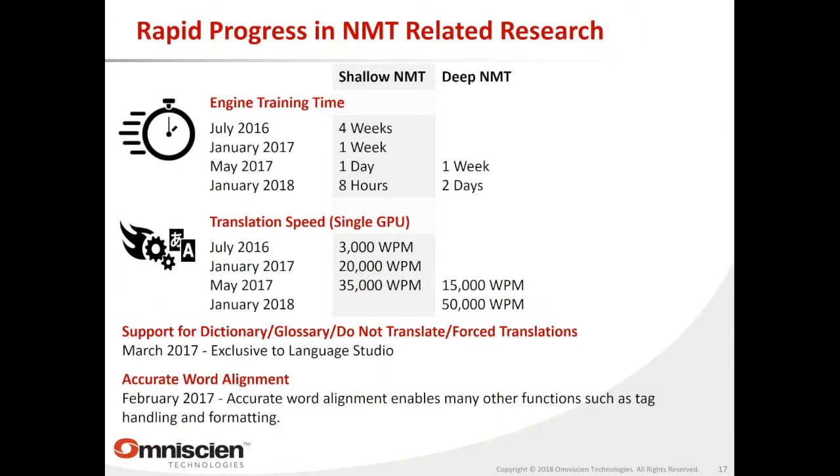So we thought we were pretty fast at 35,000 words a minute, but it slowed down quite a bit when we started doing deep. But with some recent optimizations, we're now up at just under or pretty much on the mark of 50,000 words per minute.